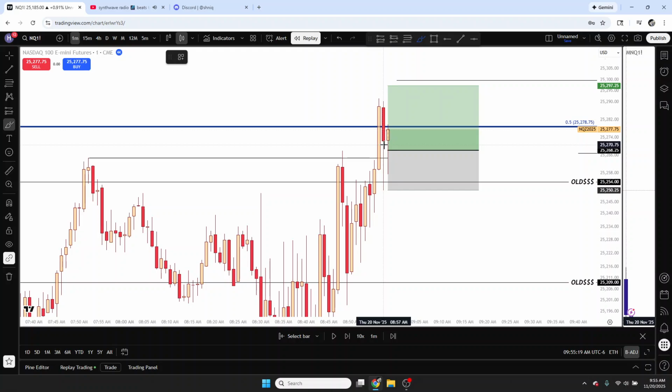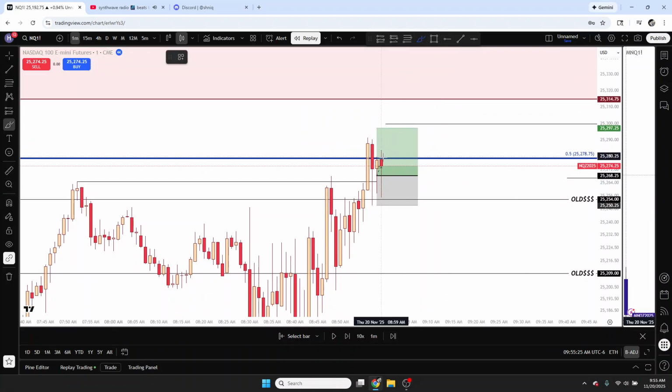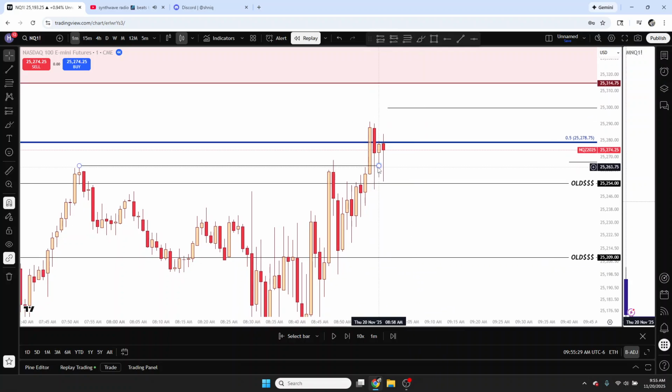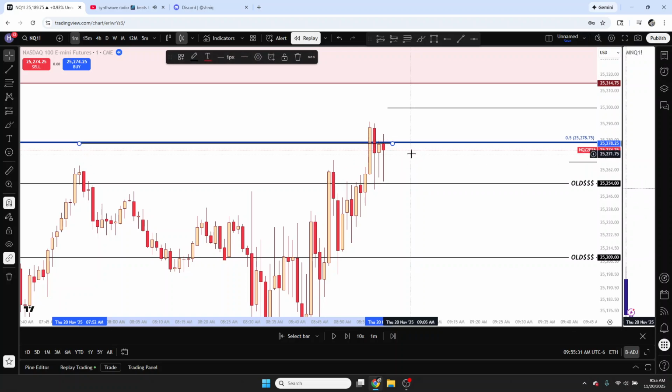And once we push back into and above this monthly level, I was break even within that candle. And so I ended up just getting taken out break even here. But my idea still stands. I still wanted to play this thing.